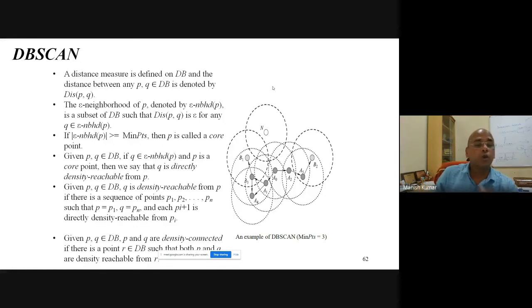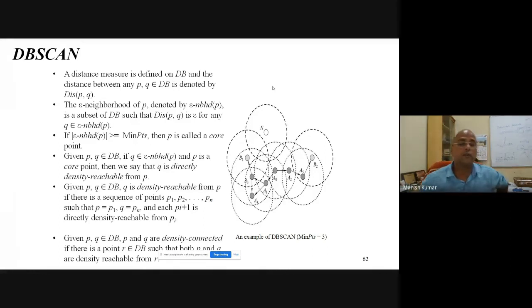We define a core point if the number of points within the epsilon neighborhood of P is greater than or equal to minimum points. Suppose I say 5 is my minimum points. If the epsilon neighborhood of P has 5 or more points, then I can declare P as a core point, or you can say the first level of clusters. Now we investigate the boundary points also, because we are looking for another set of points which may be part of the cluster.